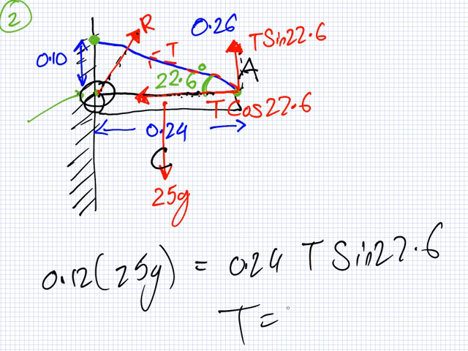Where did you get 0.12? It's half the distance. Oh, because it's in the middle. Yeah. 319 newtons.